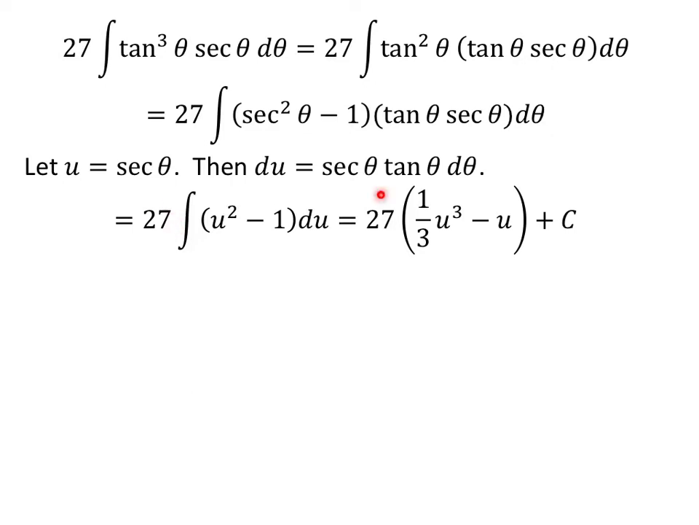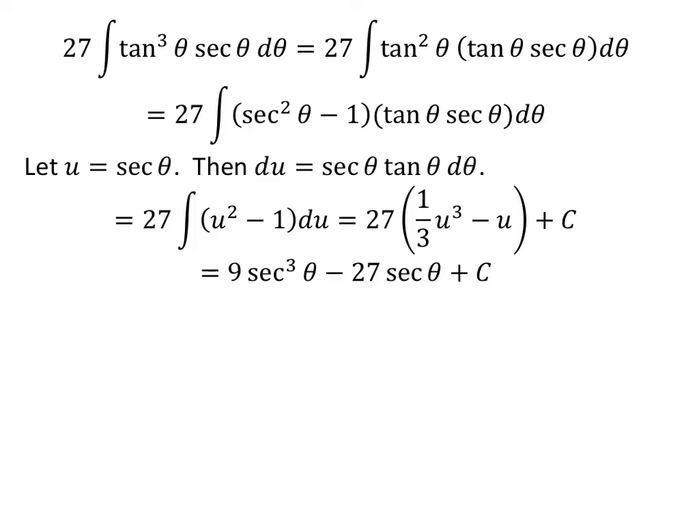I'm going to keep the 27 on the outside. The antiderivative of u squared is 1/3 u cubed. The antiderivative of 1 is u. Now we substitute back in. And I have 9 secant cubed of theta minus 27 secant of theta.